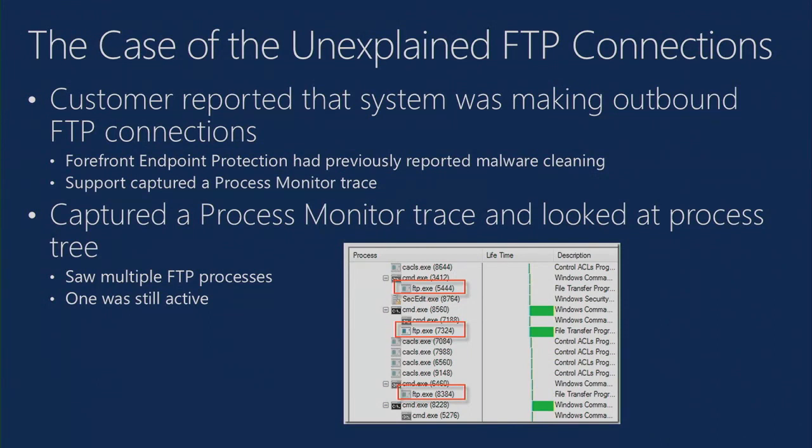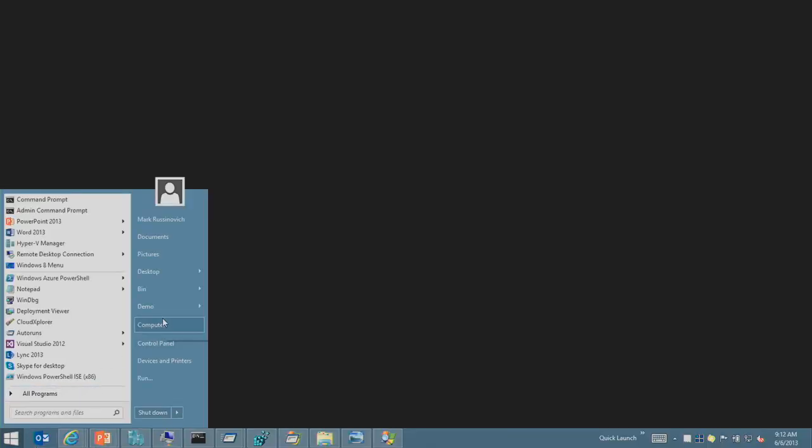To make matters worse, after they detected these outbound FTP connections, they went and looked at their antivirus logs and saw that Forefront Endpoint Protection had cleaned some malware off the machine. But the thing was still making outbound FTP connections. So they had a problem on their hands. What support had them do was capture a Process Monitor trace and then send it into support. Let's take a look at that trace and how support figured out what was going on.